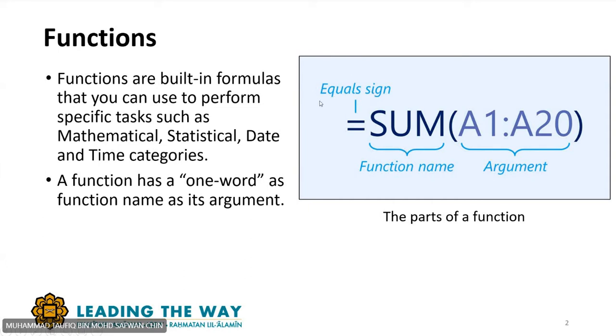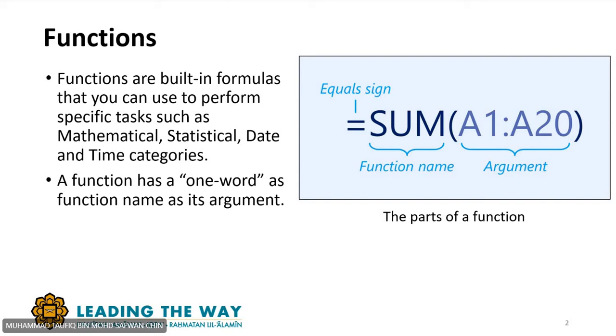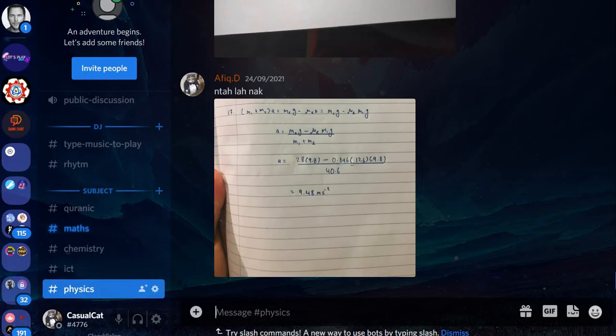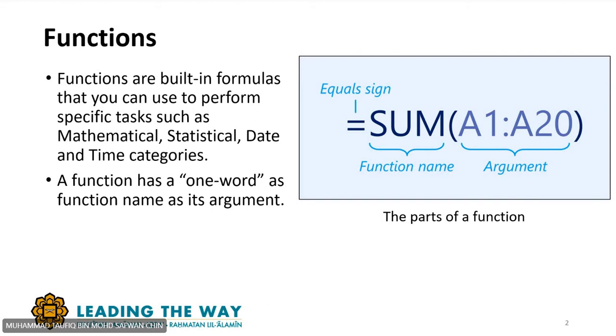When we want to start a calculation or you want to perform a function in your Excel cell, put the equal sign and follow by the function name. We also call the function name one word. For example, there is sum, average, mean, median, mode, and many more.